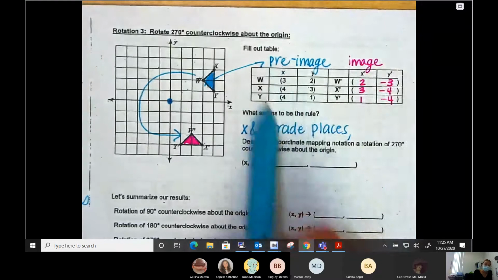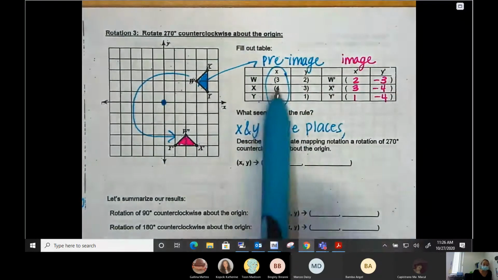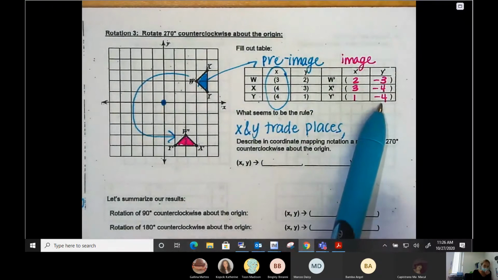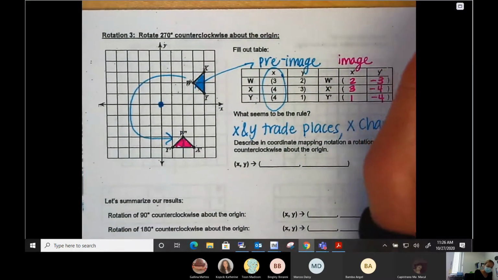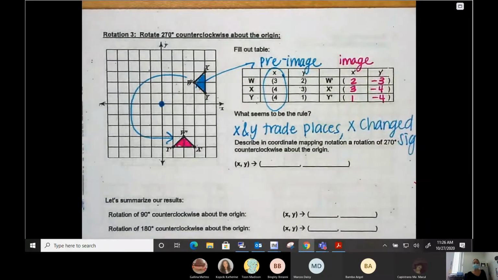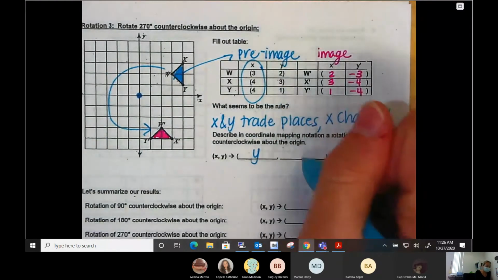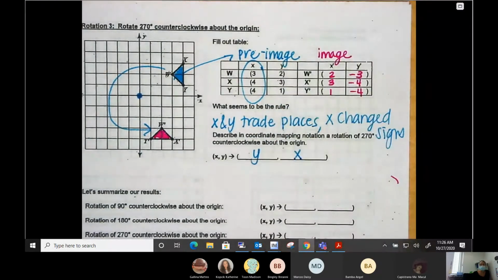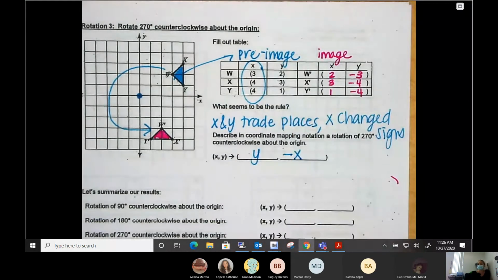And my original X's changed sign, right? Because these were all positive and now they became negative over here on the right. So my X's changed signs. Okay, how would I write that as a rule? So X and Y trade places, it becomes YX, and then which one changed signs? Yes. Negative X. Good. Perfect.